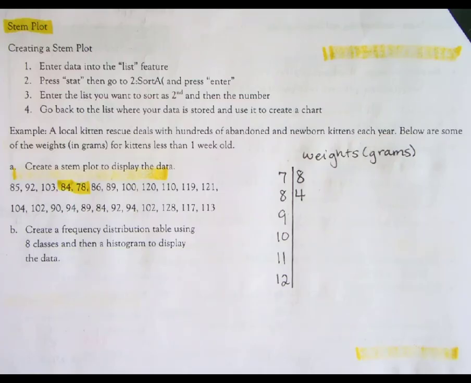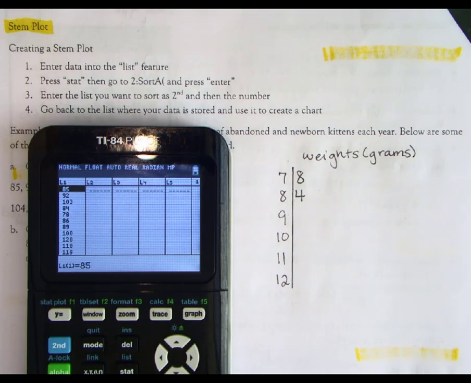The easiest way to do this is to enter our data into the list feature and sort it in ascending order. Ascending order means that I'm going to put my data in order from smallest to largest data value, which is what we need when we're trying to make a stem and leaf plot. The step-by-step instructions above will help you to be able to do this.